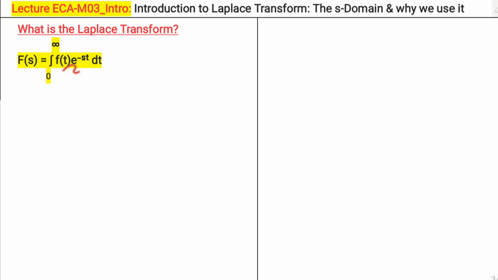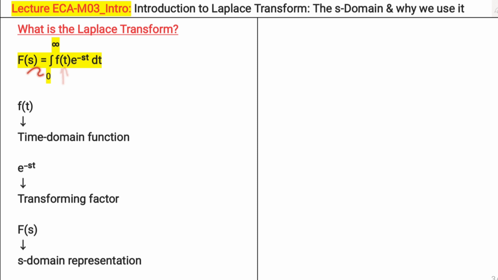So, how do we transform a time dependent variable into S-domain using Laplace transform? We use this formula, that is F(s) is equal to the integral from 0 to infinity of f(t) e raised to minus st dt. When we apply this formula, the time domain function converts into S-domain.